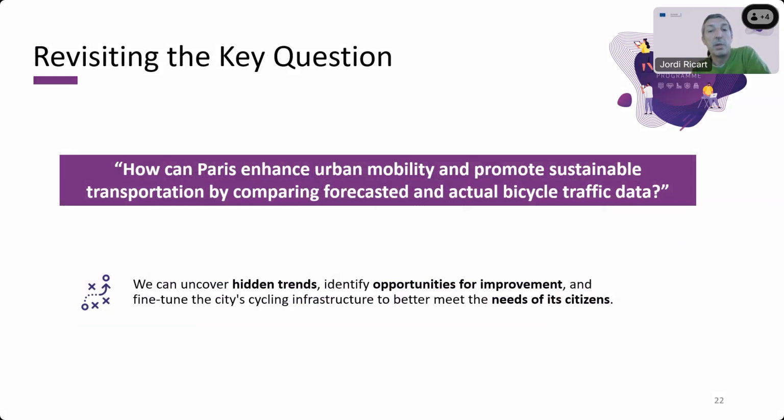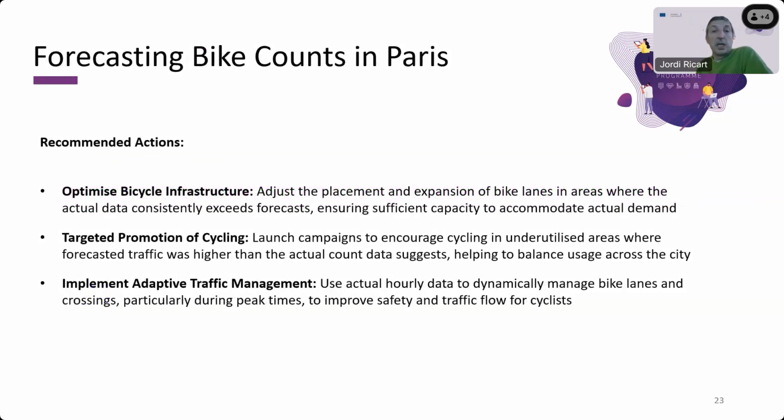By analyzing discrepancies between forecasted and actual data, we can uncover hidden trends, identify opportunities, and fine-tune the city's cycling infrastructure to better meet the needs of the citizens. We will explore some recommended actions that Paris could take based on the insights derived from this analysis. They could optimize the bicycle infrastructure, adjust the placement and expansion of the bike lanes in areas where the actual data consistently exceeds forecasts, ensuring sufficient capacity to accommodate the actual demand.